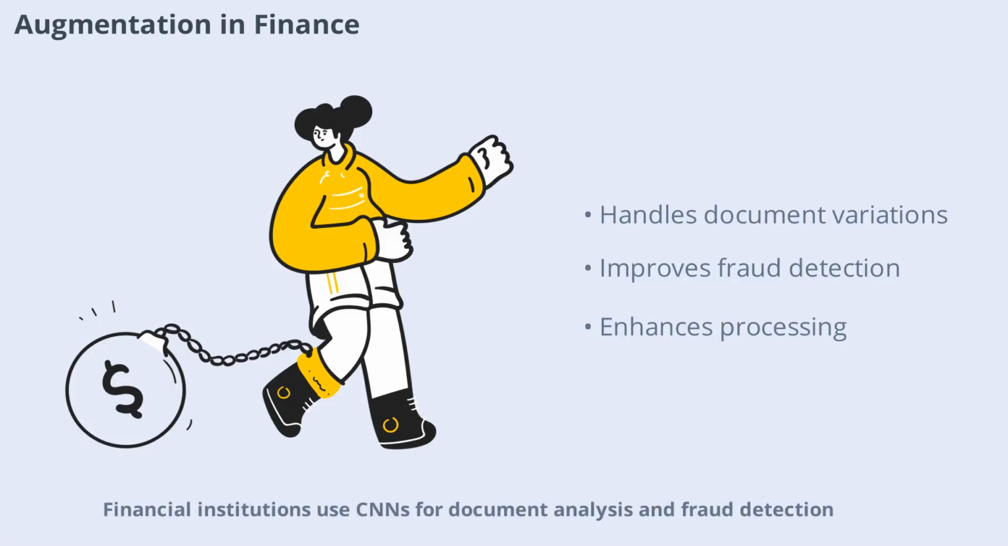Financial institutions use CNNs for document analysis and fraud detection. Data augmentation helps models handle variations in document formats and quality, improving the accuracy of automated analysis. This leads to more reliable fraud detection and efficient document processing.